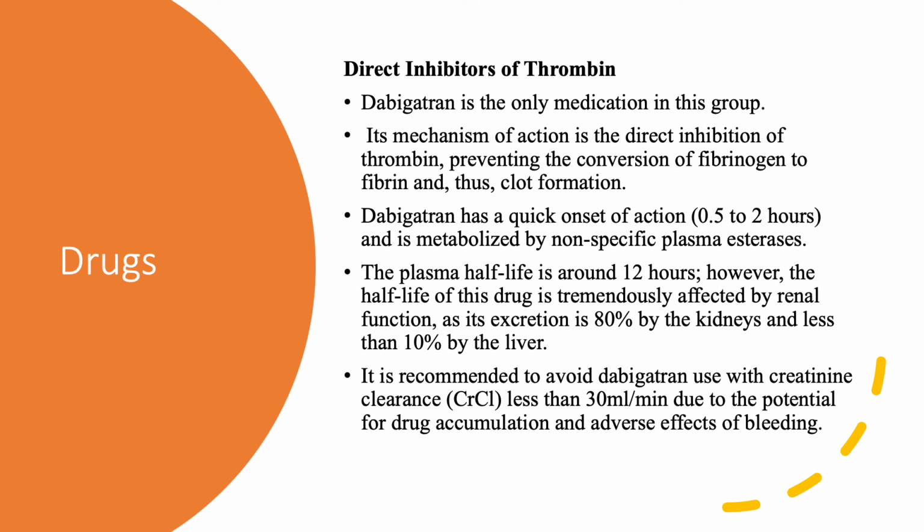Dabigatran is the only medication in this group of the direct inhibitors of thrombin. Its mechanism of action is the direct inhibition of thrombin, preventing the conversion of fibrinogen to fibrin and thus clot formation. Dabigatran has a quick onset of action, 0.5 to 2 hours, and is metabolized by non-specific plasma esterases. The plasma half-life is around 12 hours. However, the half-life of the drug is tremendously affected by renal excretion, as 80% of the drug is excreted by the kidneys and less than 10% by the liver.